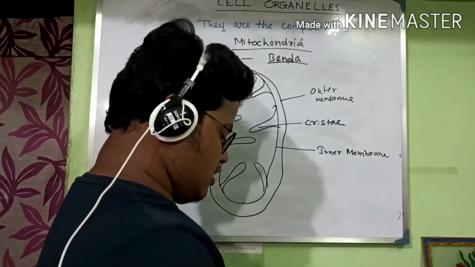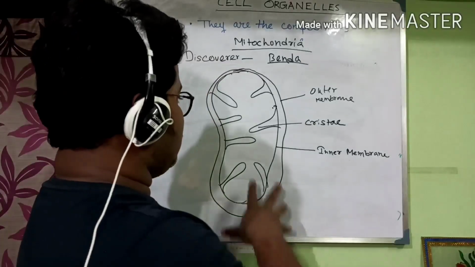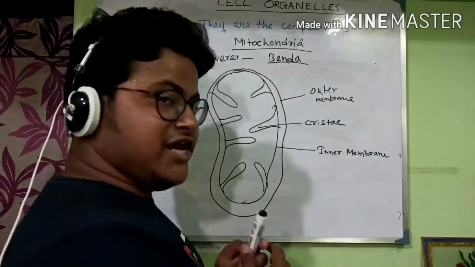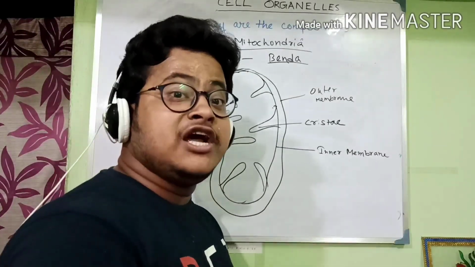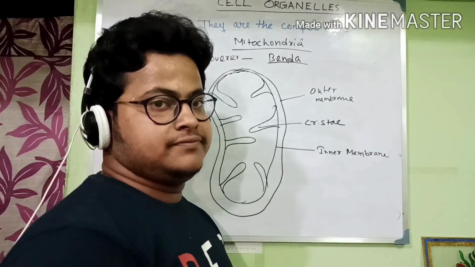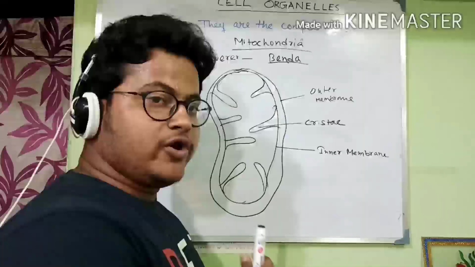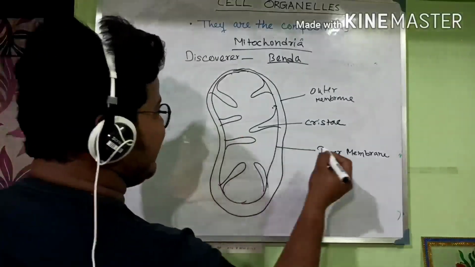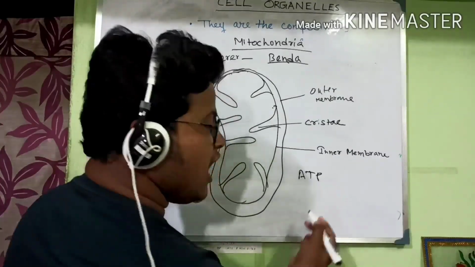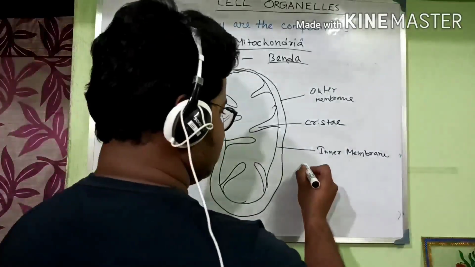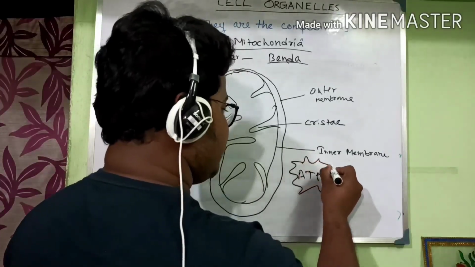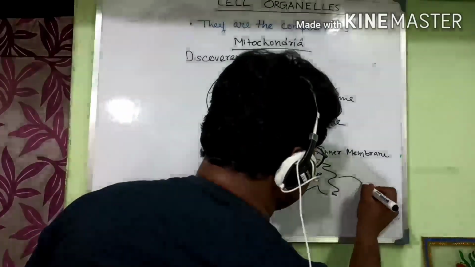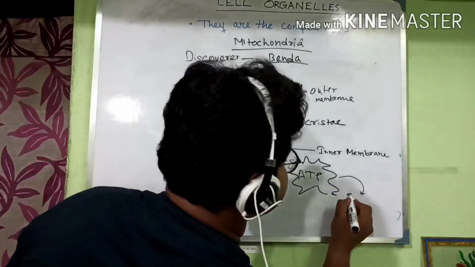Now let's see what the mitochondria does. Mitochondria is a cell organelle which helps to produce energy in our body. They produce a compound named ATP, or adenosine triphosphate, which is an energy molecule that gives us energy.